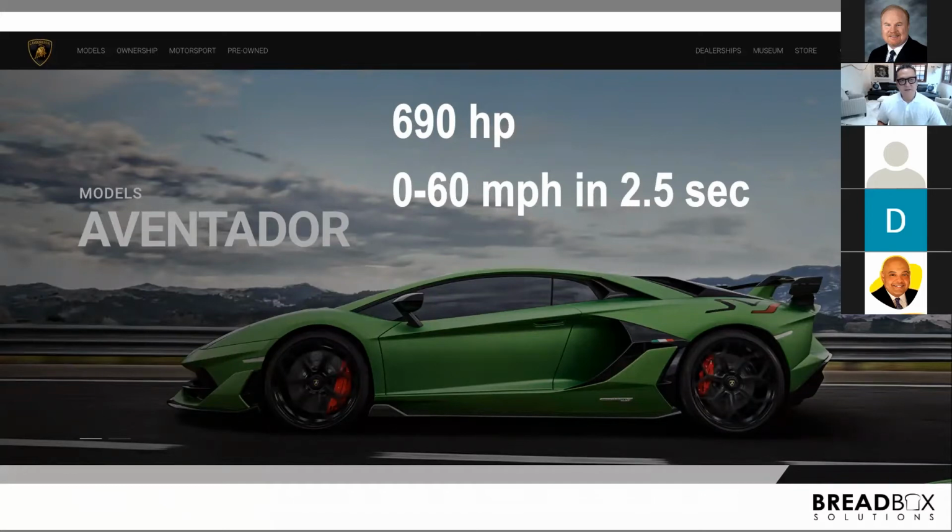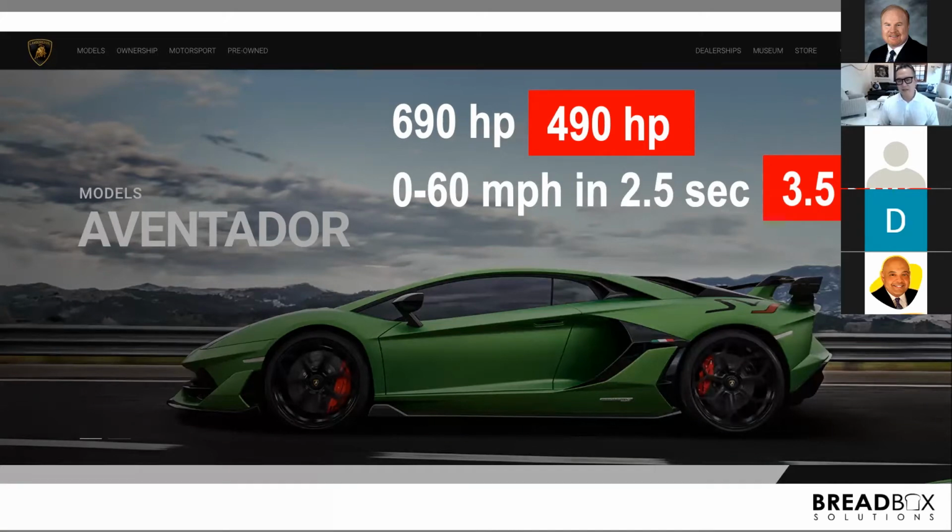But if the product brochure, which is analogous to the carrier illustration, said it only had 490 horsepower and did 0 to 60 in 3.5 seconds as opposed to 2.5 seconds, well, that would be a very difficult sell, right? You're trying to sell someone a $500,000 car, and the brochure says it does a smidgen of what it actually does in reality.